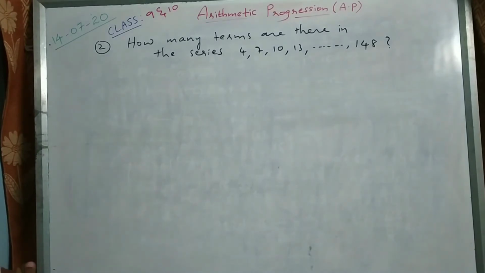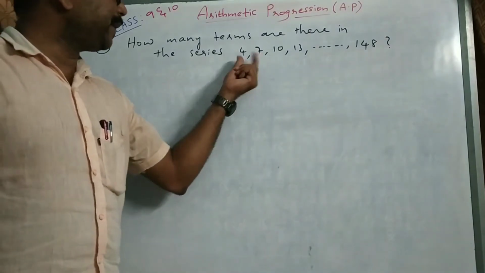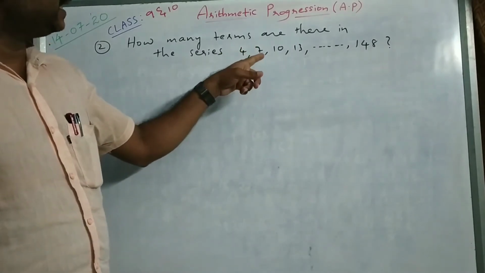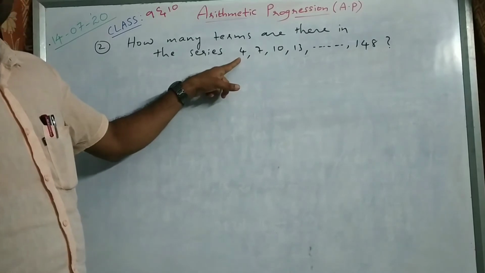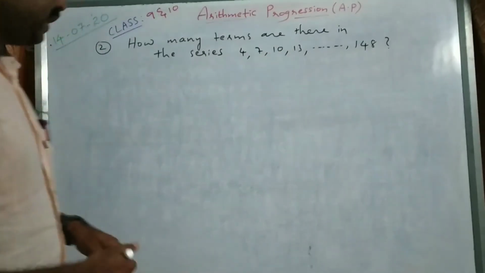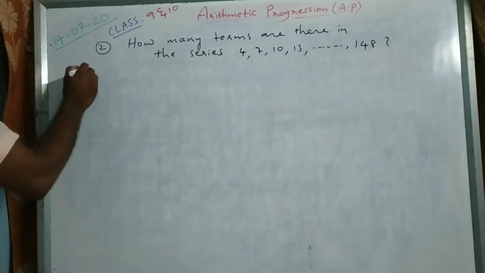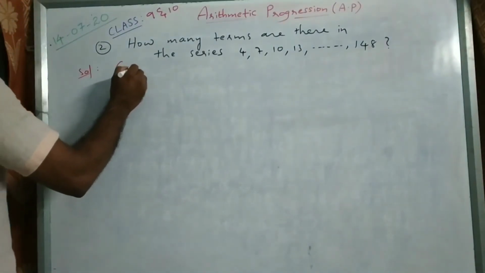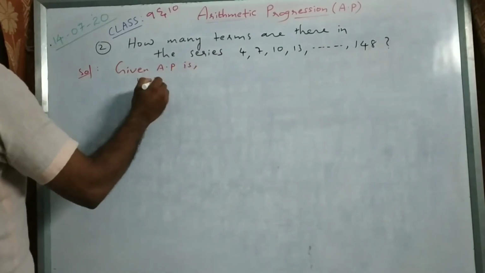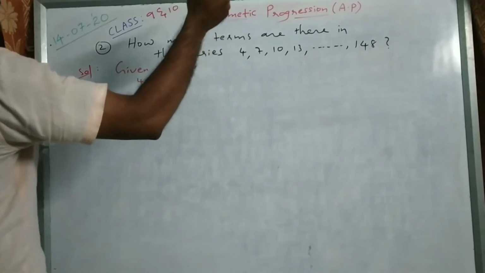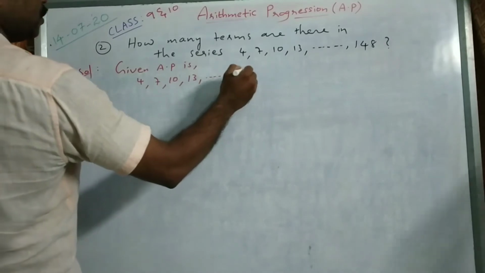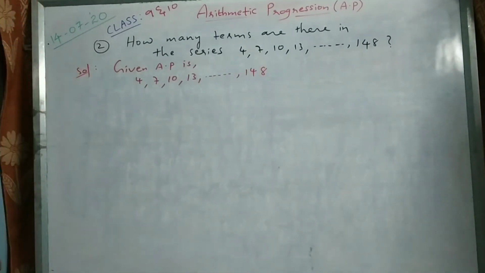How many terms are there in the series? Is this an AP? Since the common difference is equal, 7 minus 4 is 3, 10 minus 7 is 3, 13 minus 10 is 3. So the given AP is 4, 7, 10, 13, and so on, up to 148.